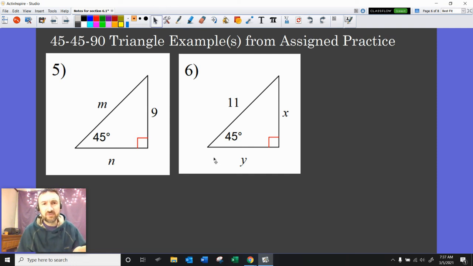So I just thought it was sort of puzzling, which of these triangles is bigger? A 9 on the side across from the 45-degree angle, or an 11 on the hypotenuse? Let's take a look and see if we can't figure that out.